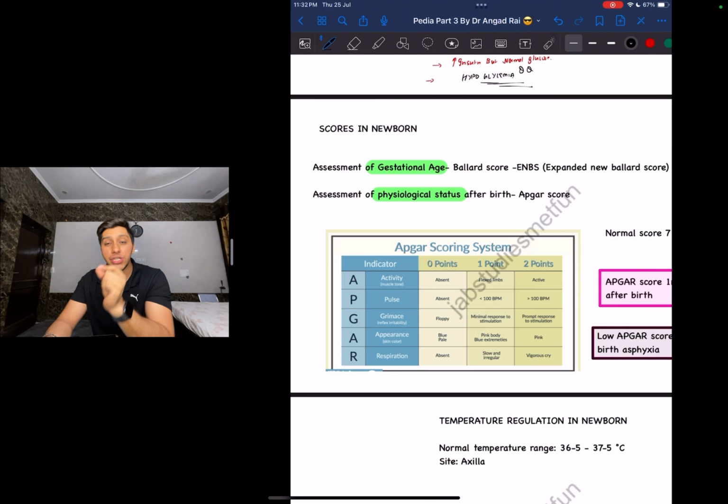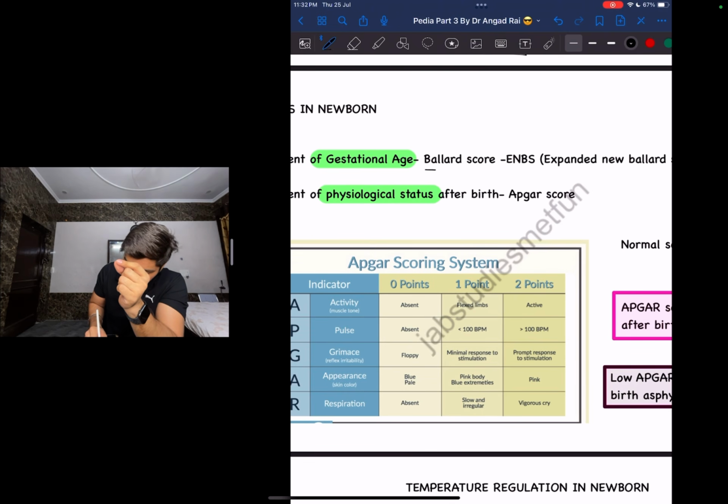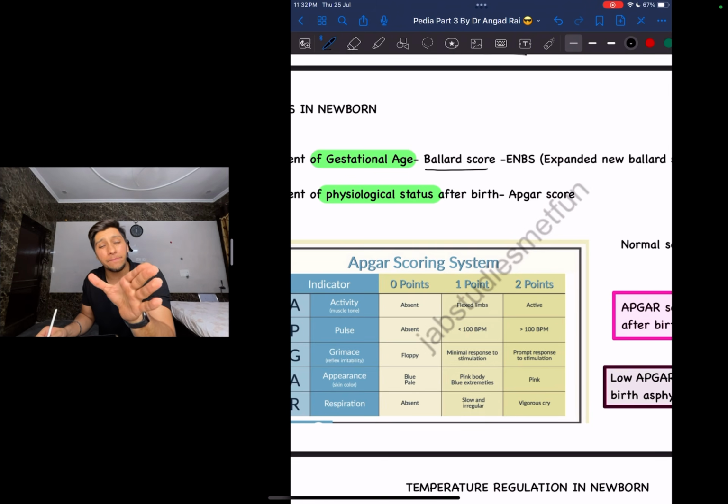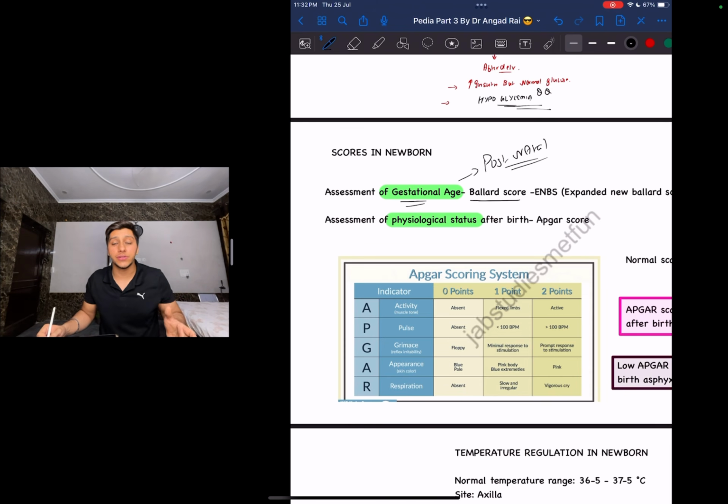So to count the gestational age after the delivery of the baby, we use a score which is the Ballard score. Okay, now this Ballard score, to add premature condition as well, is now known as ENBS, which stands for Expanded New Ballard Score. Okay, and remember how the question will come: assessment of gestational age postnatally. Alright, it will be after delivery, after birth. That is going to be Ballard score. But if they ask you assessment of physiological status, meaning how the baby is right now, that you have to mark as Apgar score. Clear?